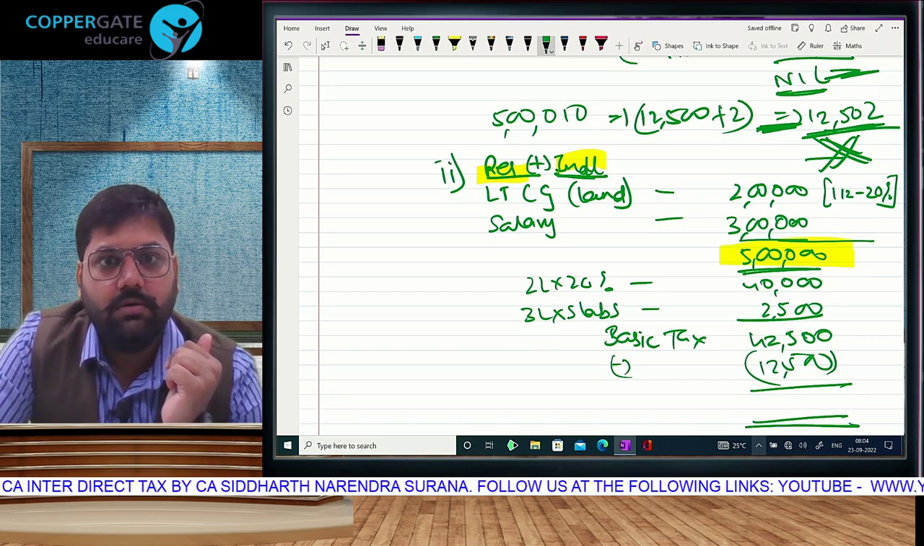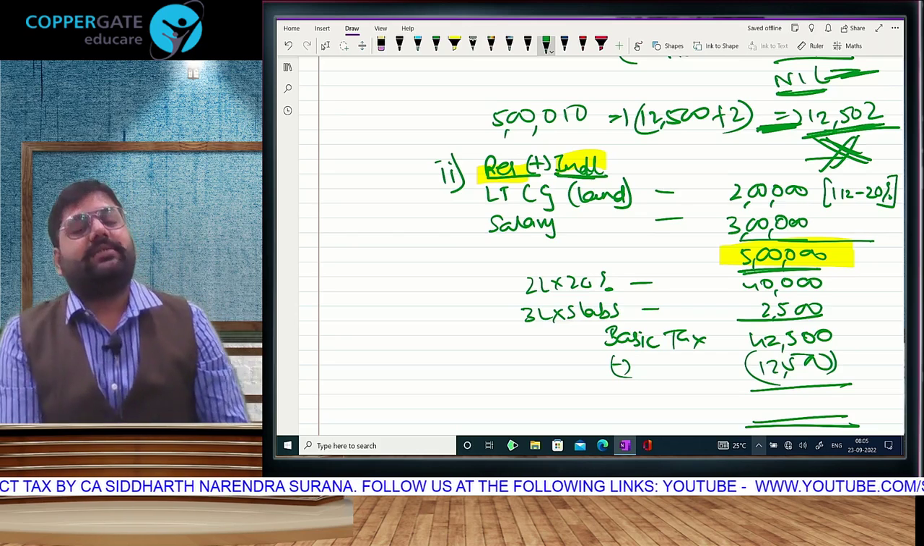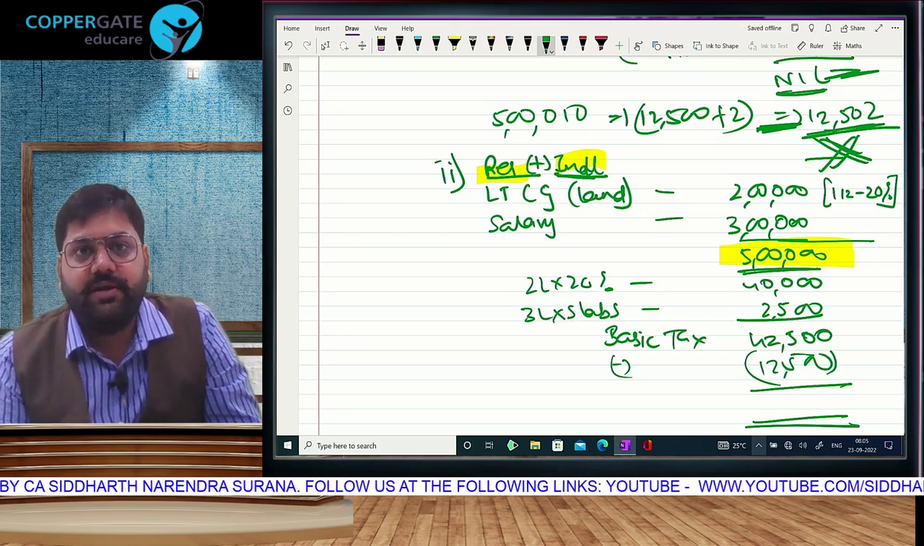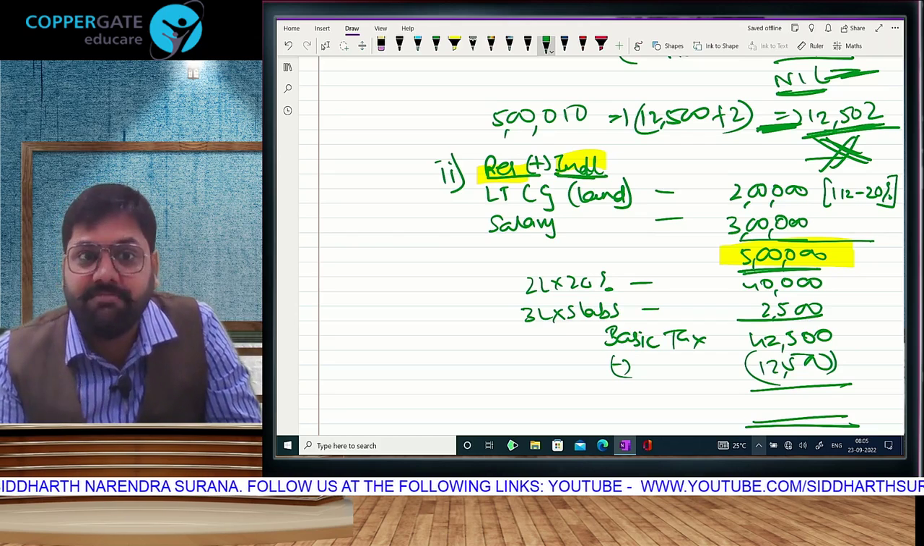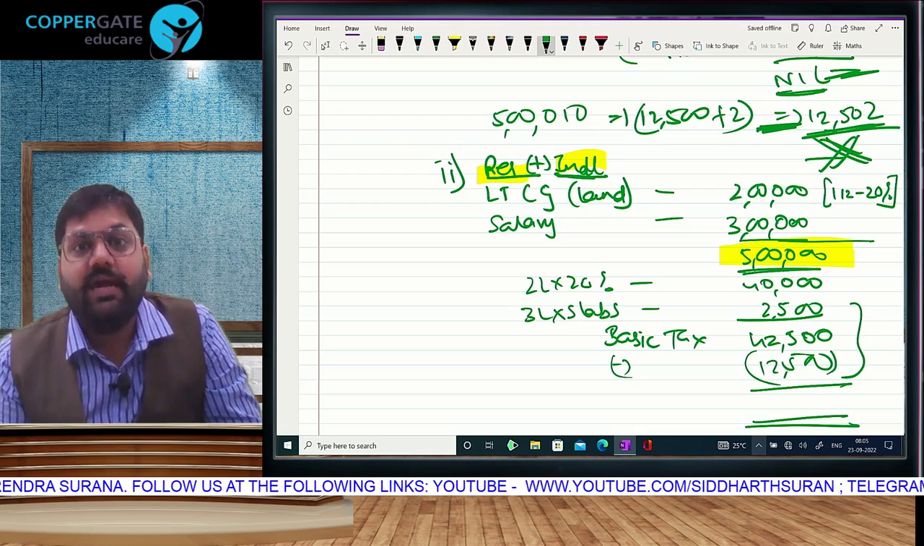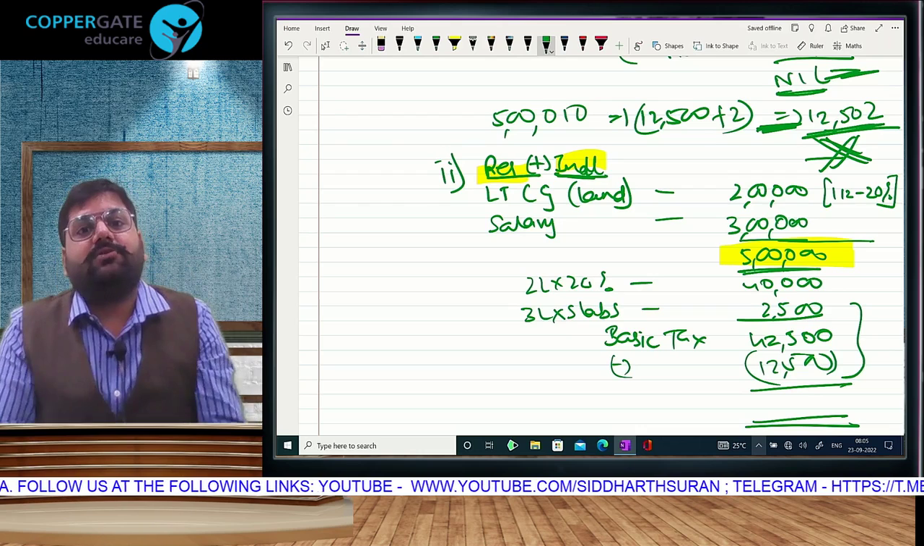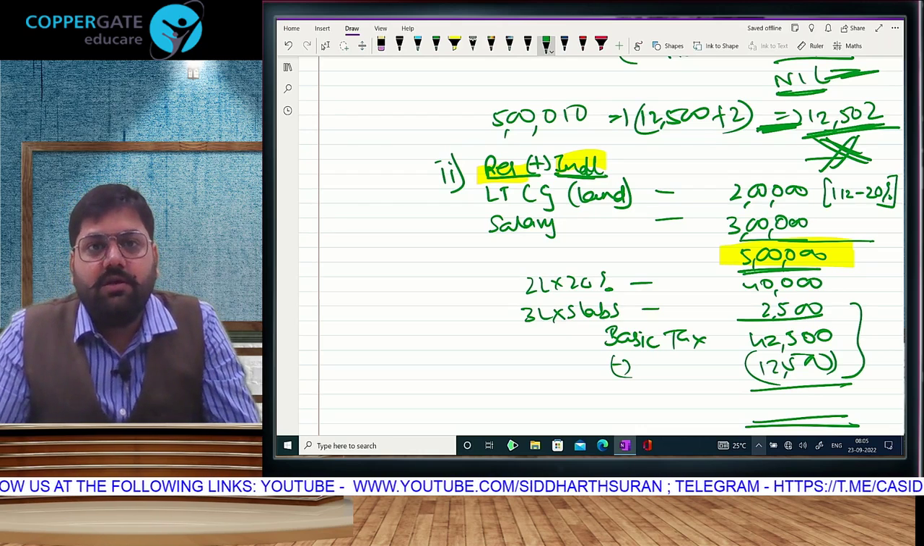But in case we have incomes taxable at special rates, then our tax can be more than 12,500. Here is the example right in front of you. And thus, we will have to learn actual tax or 12,500, whichever is lower.